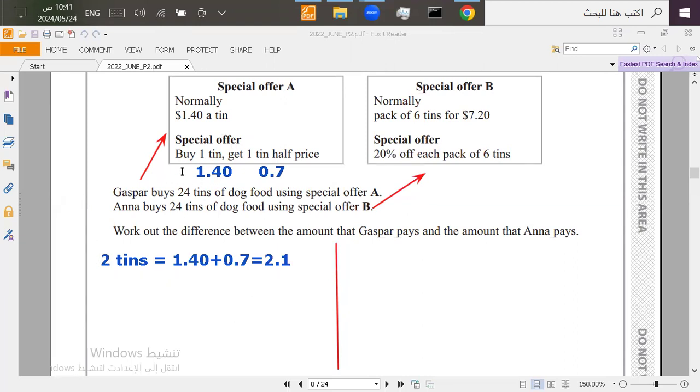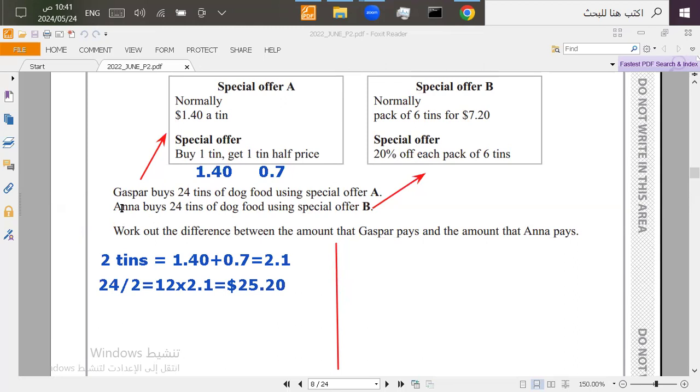Now we need 24 tins. So we're going to divide 24 divide 2 will equal 12. It means I need 12 pairs. 12 pairs. So I'm going to multiply the 12 pairs by the price of two tins. So I'm going to multiply the 12 by 2.1, and I will know how much money he paid. So 12 times 2.1, and I got 25.2, or $25.20. This is how much money Gasper paid. Okay. And this is the first step. We found the money that Gasper paid.